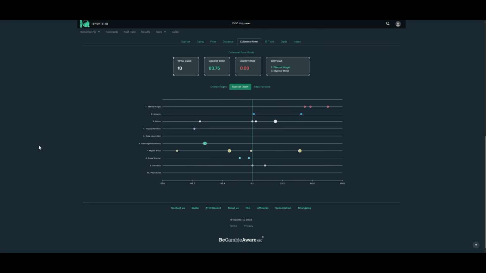Mystic Wind is another interesting example. He's scattered all over the place. One comparison puts him strongly positive while others leave him heavily negative. That tells us Mystic Wind is so much harder to assess. Depending on which horse you're comparing him with, you get very different answers.